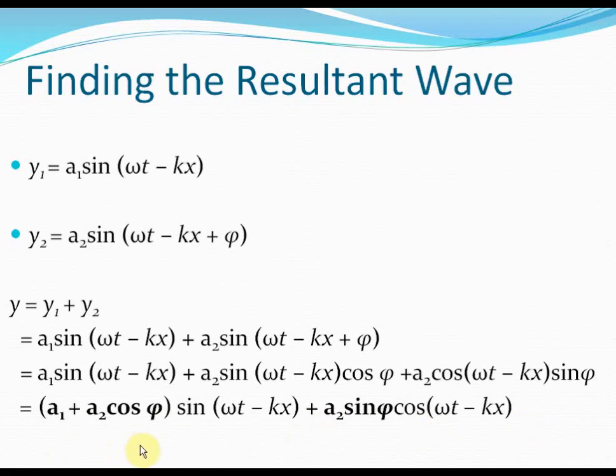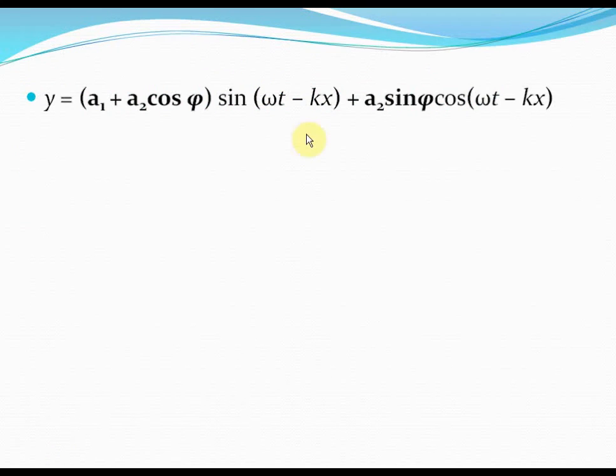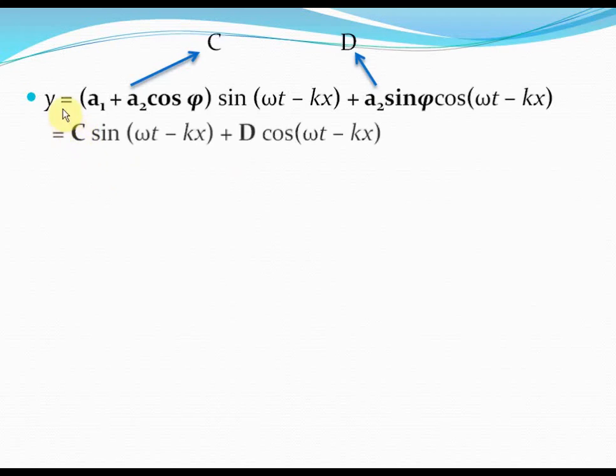Oh, but this seems too complicated. How to simplify it? And what will be the resultant amplitude of the final wave? What will be the phase angle of the final wave? We'll use some mathematics to find that out. So this is the equation of the resultant wave that we have obtained till now. Now, if we replace the coefficient of sin(omega t minus kx), a1 plus a2 cos phi, by c, any constant, and a2 sin phi by d, things will get simpler. Then y, the net resultant displacement, will be equal to c sin(omega t minus kx) plus d cos(omega t minus kx).